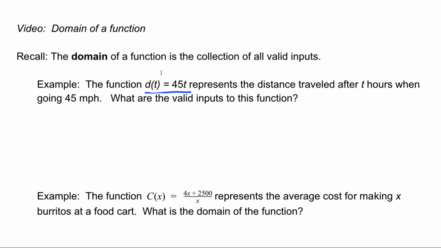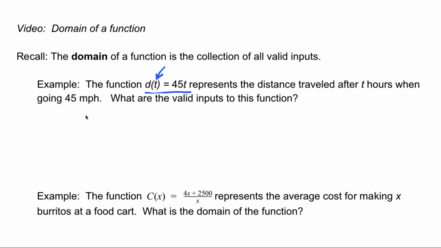So a reminder that the inputs here are the values of t that make sense for this function. So t represents hours. What's valid? Well, certainly 3 hours is valid, 5 hours, in numbers, fractional hours, 0.5 hours. Is 0 hours valid? Yeah, you could not go anywhere. The distance would be 0, but negative time is not a valid number.